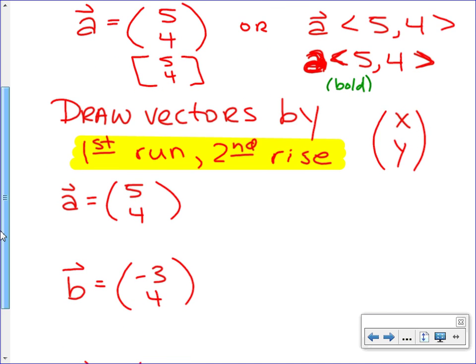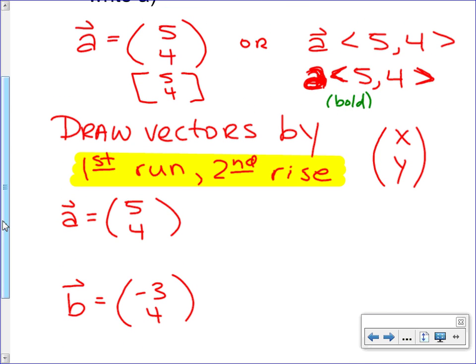Let's practice drawing some vectors, shall we? So here's vector A, 5, 4. 5 represents the x, so the run, and 4 represents the y, so the rise. Always start with the initial point, right here. And then 5 means count 5 to the right, so 1, 2, 3, 4, 5, and then up 4. 1, 2, 3, 4. So this is your end point.